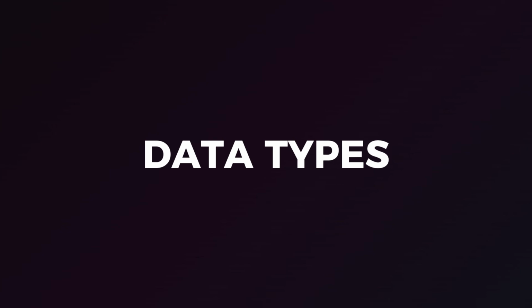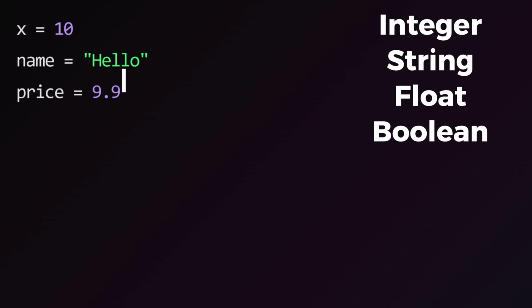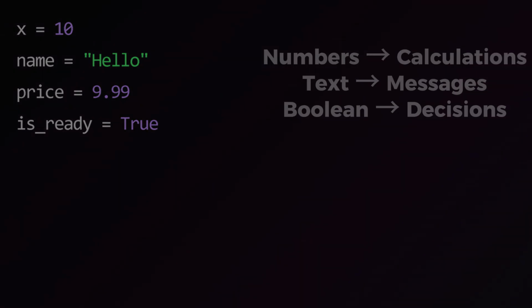Now, data types. These define what kind of data you are using. Integers are whole numbers, strings are text, floats are decimal numbers, and booleans are true or false values. For example, numbers are used for calculations. Text is used for messages and user input, and true or false values are used in conditions.